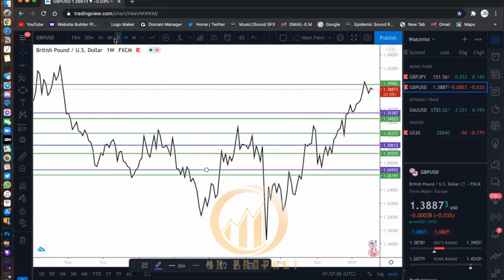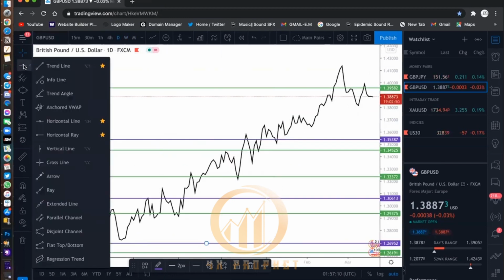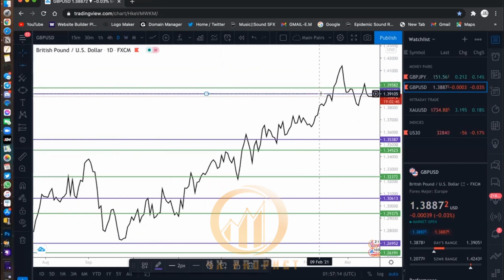What I'm now going to do is go to the daily time frame. I'm going to do the exact same thing. Look for levels of indecision. All right. Right here is another level of indecision. We're going to color code this red because we are on our daily time frame.